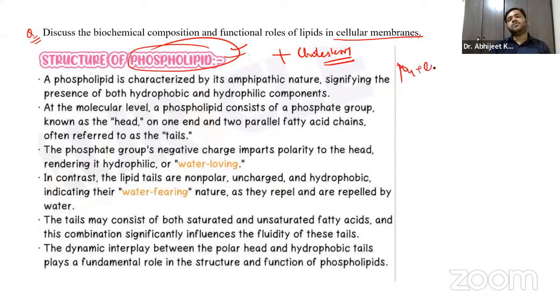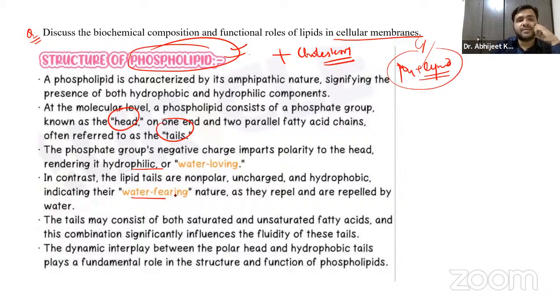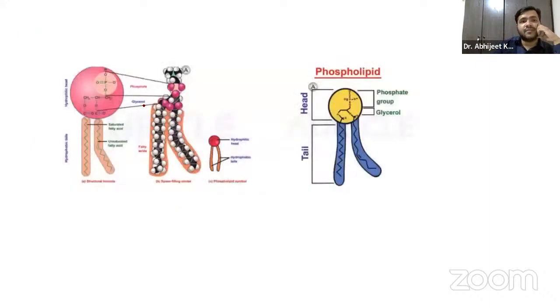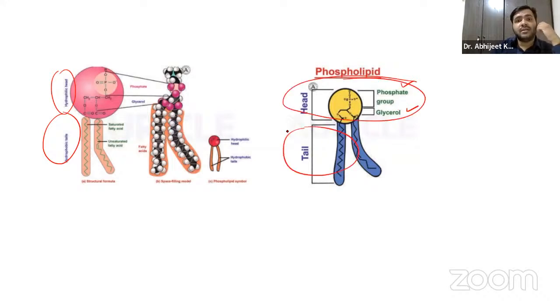You already know it is basically a compound lipid or a complex lipid, and how it is formed. It has a head and it has tails, so we have the hydrophilic and hydrophobic parts. You have to explain everything and draw the diagram, guys: which is the hydrophobic part, which is the hydrophilic part. The phosphate group and glycerol constitute the head part, and the hydrophobic tails are there.